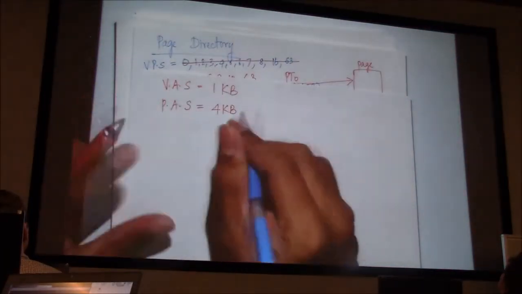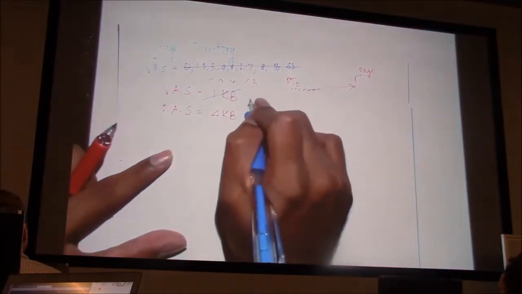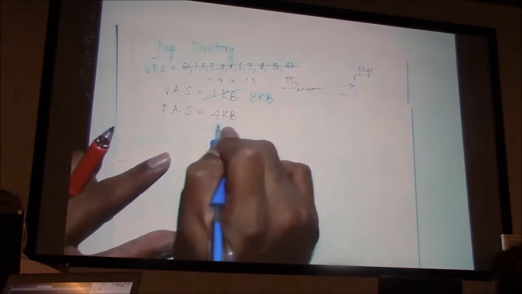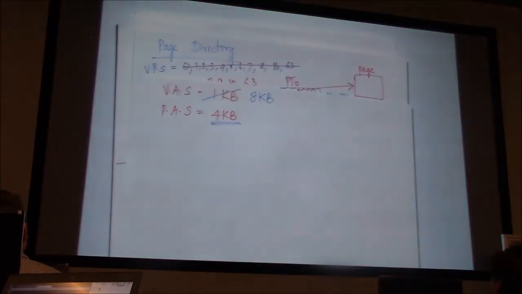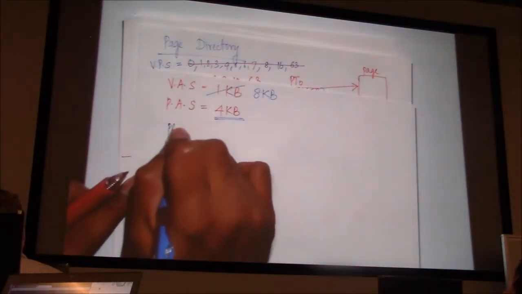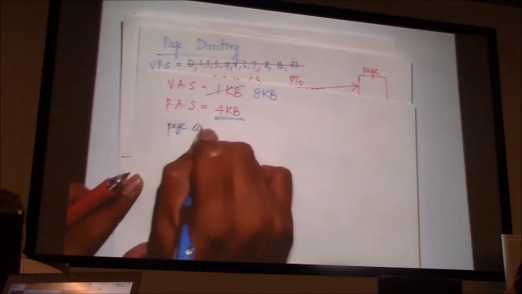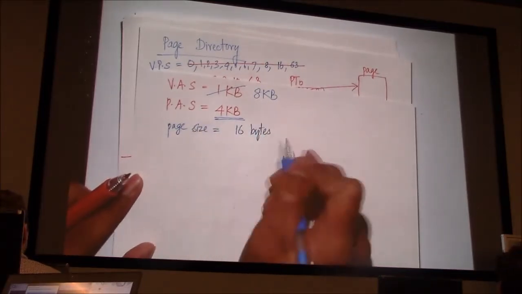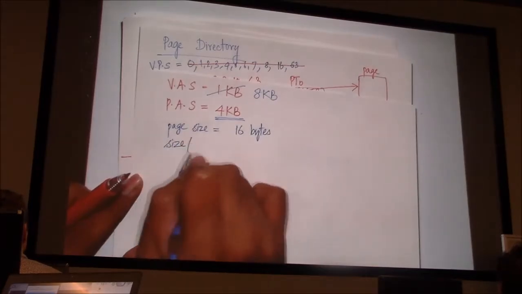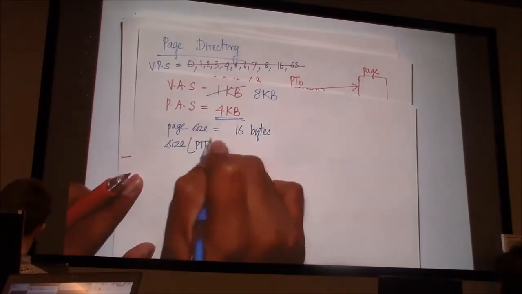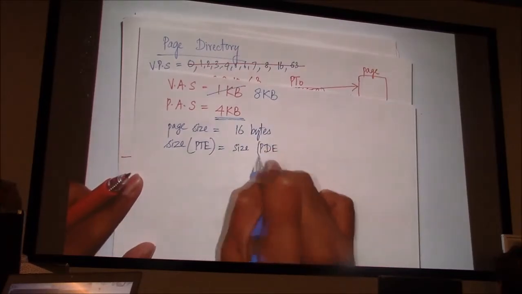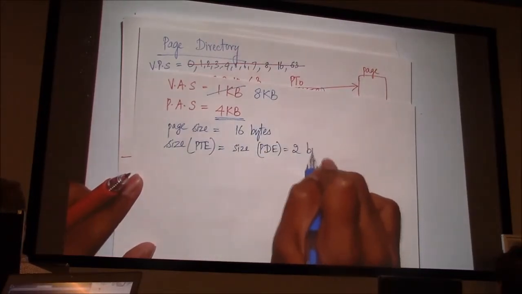Is it possible to have a virtual address space of size 8 KB and the physical address space to be just 4 KB, with the page size still just 16 bytes? And again, all the other things remain: the size of a page table entry and the size of a page directory entry, we are just assuming to be 2 bytes.